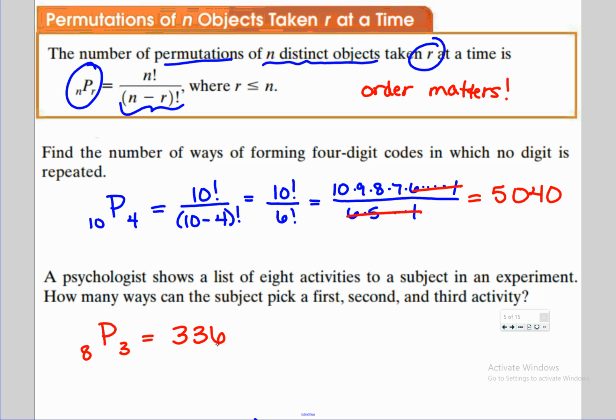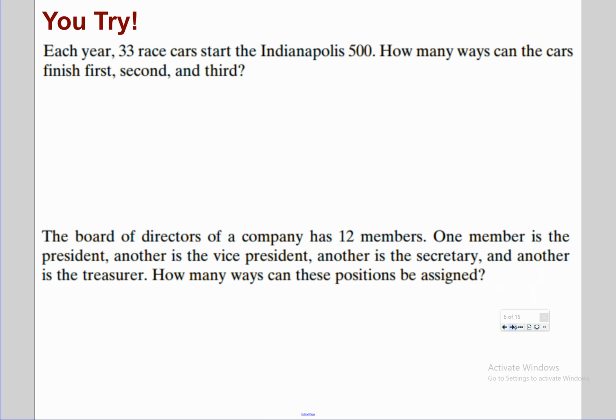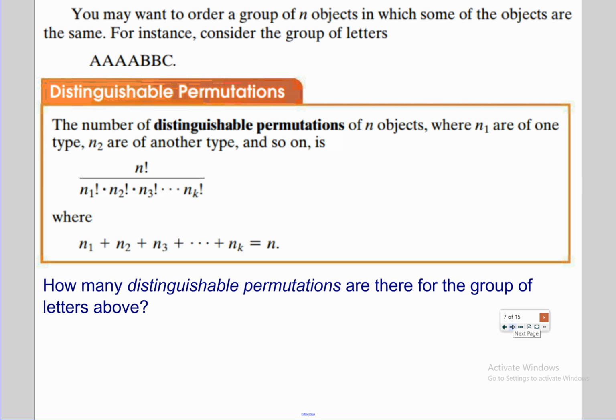Okay, moving on. All right, so we're going to skip over the you try. All right, moving on to distinguishable permutations. Distinguishable permutations is something that we talk about when within the group we have things that are identical. Like here I have letters. I have 4 A's, I have 2 B's, and I have 1 C. All of those A's look exactly the same. So if I put the 2 A's first and 2 A's last, that will look the same as if I swap those 2 A's. So that's not what we call a distinguishable permutation.